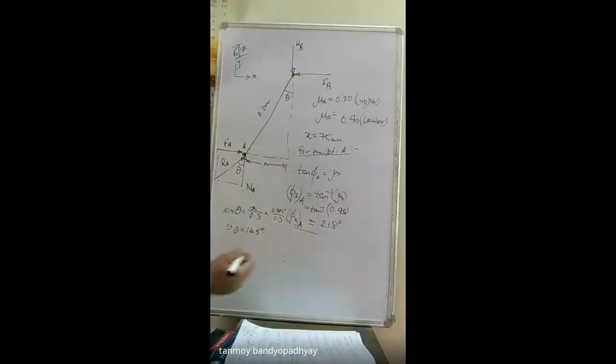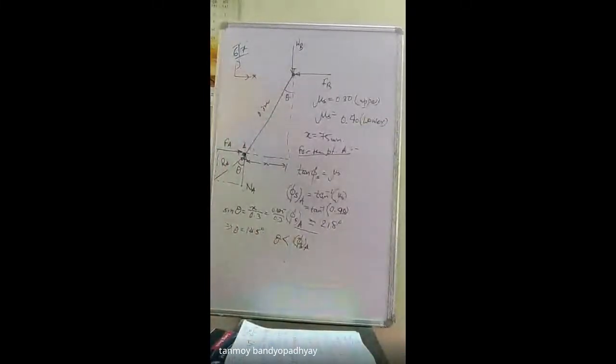Since the inclination angle theta is less than phi SA, just write down the bar will not slip at the point A for this contact surface.